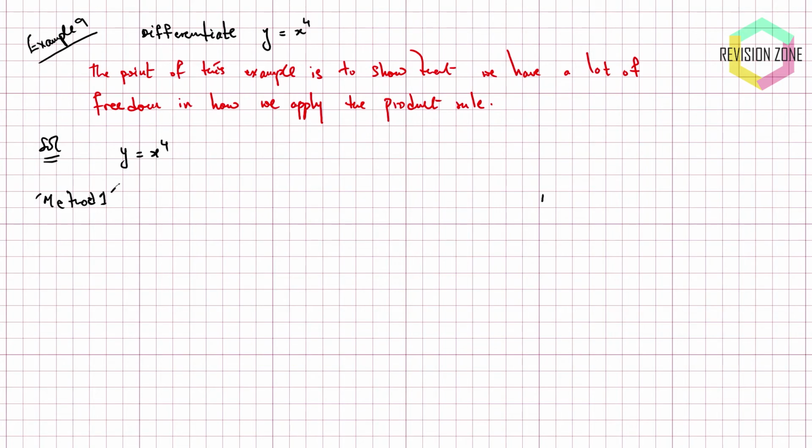And let's say the other one to be method two. Both of them are going to use the product rule, but the difference is that one of them is going to have a particular choice for u and v, and the other one's going to have another choice for u and v.